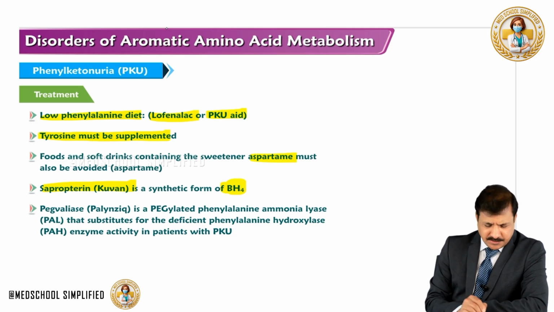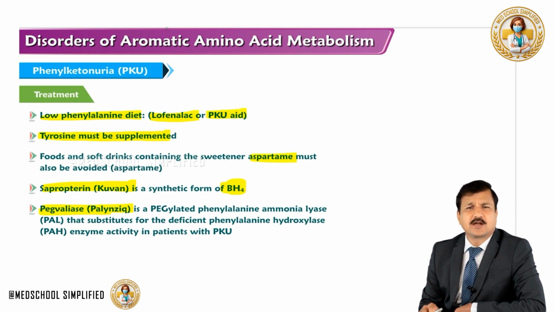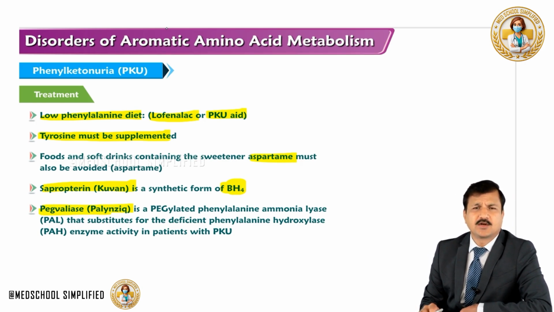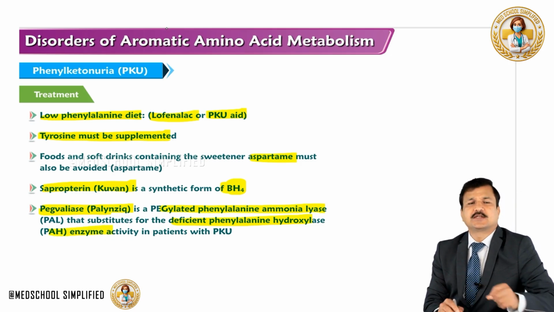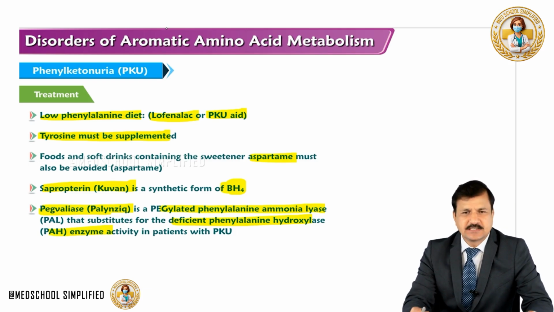There is an enzyme replacement therapy that is tried in phenylketonuria, and that you must remember, other than tetrahydrobiopterin supplementation, that is sapropterin hydrochloride, which is brand named as Kuvan. Other than that, there is a drug called Palynziq. This Palynziq is a pegylated phenylalanine ammonia lyase enzyme that substitutes for the deficient phenylalanine hydroxylase enzyme activity in phenylketonuria patients. So, Palynziq you got to remember here as one of the specific treatments for phenylketonuria.